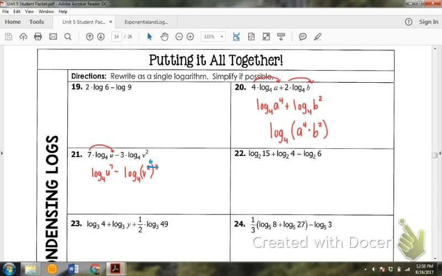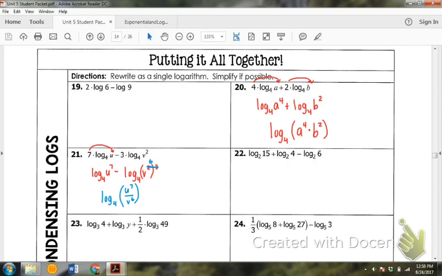Okay, Donald, clean this up for me. Log base 4 of U to the 7th over V to the 6th. Anybody agree with Donald here? One person? Yeah. 2, 3, 4? Good, excellent. Excellent job. All right, why don't you try number 22.